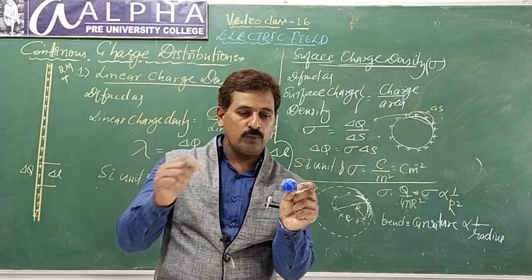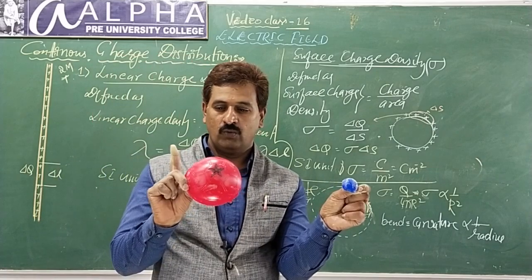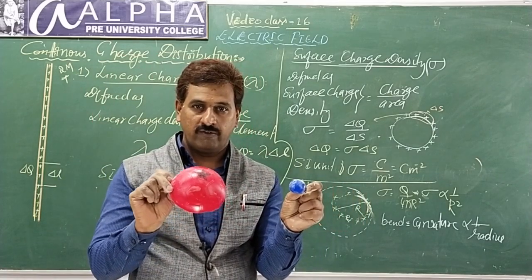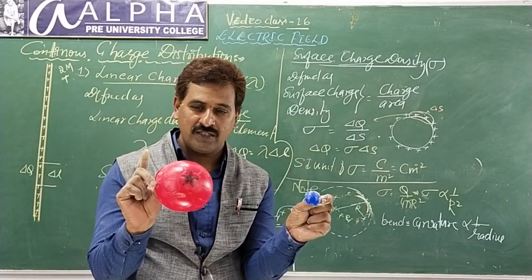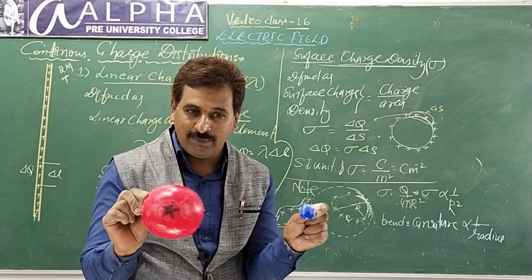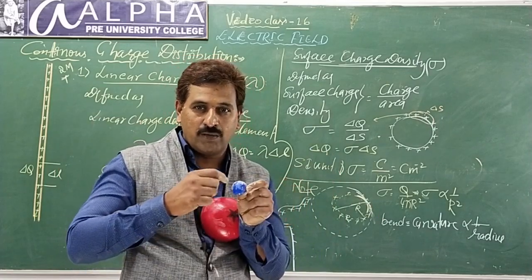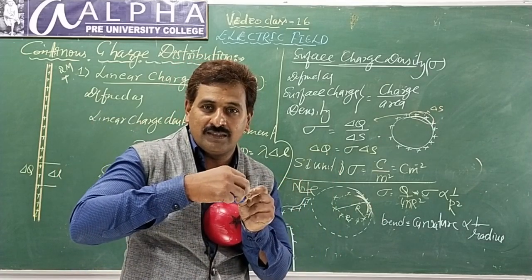If I put 1 coulomb charge over this, and the same 1 coulomb charge over this, where is space more for distribution? Here. So density is less. Dense means how close the charges are. Here charges are very close to each other. They are more dense. Dense, right?